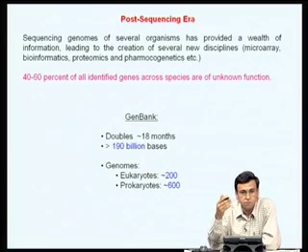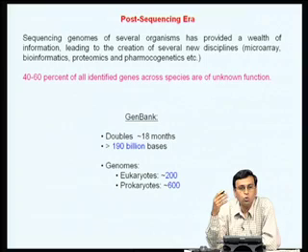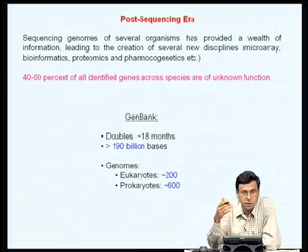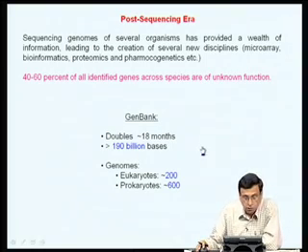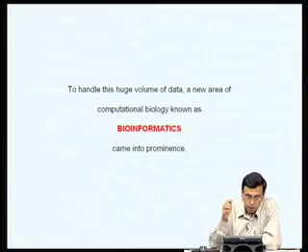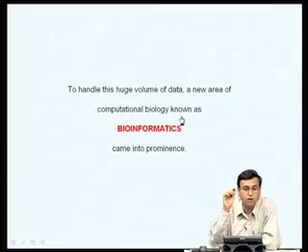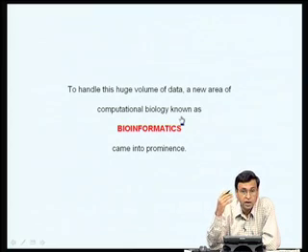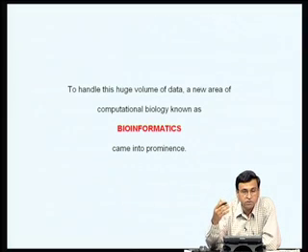So what you can see is that a huge volume of data is being generated, and to make sense of all this data, it became impossible for a human to handle it. So a new era of computational biology known as bioinformatics came into prominence. You required software to be developed, computational aids, and computers to handle this huge volume of data and organize it so that one can go and retrieve the information that one is interested in.